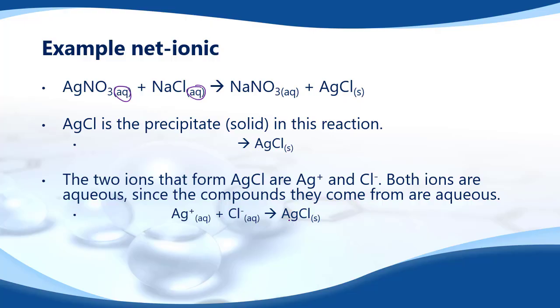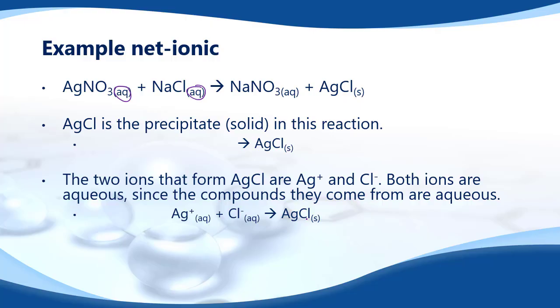Keep in mind, when you're writing the formula for your products, you have to drop and swap everything. This is why you need your chart of charges. To figure out if something is a precipitate, you need the solubility table on your chart of charges. So look it up. If we look up silver chloride, silver on the left-hand column, chloride on the top, where the box meets, it will say solid.